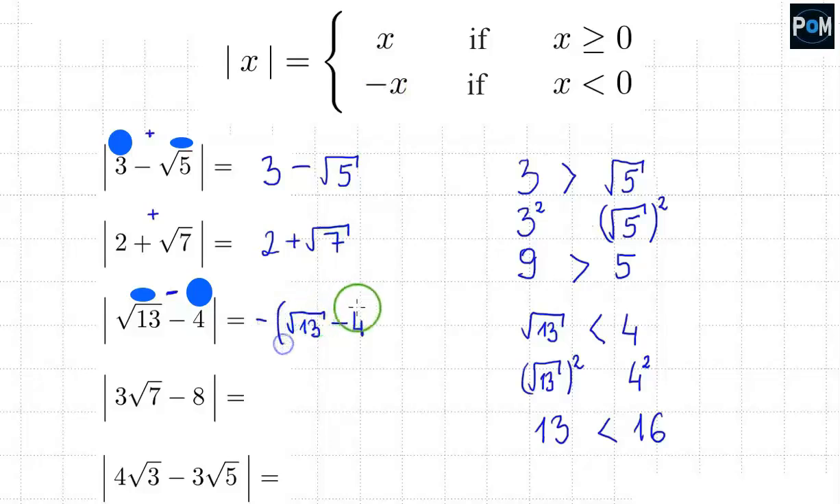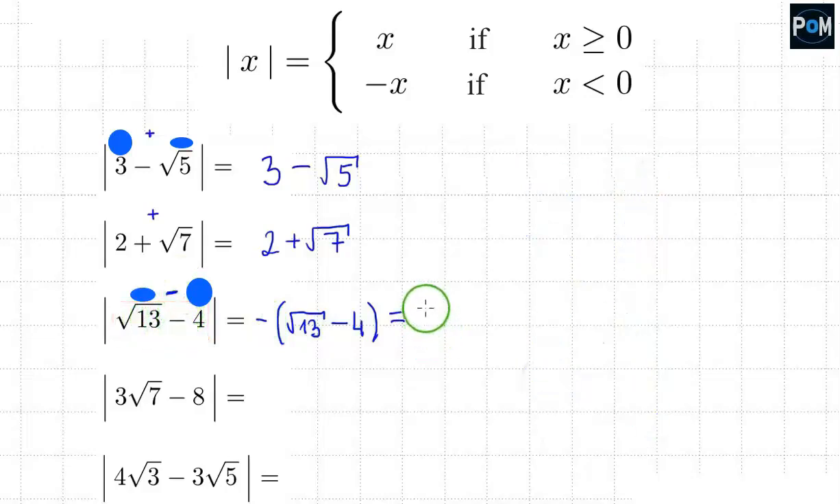And we will also need a parenthesis, that which is inside but with a minus in front, because the inside of the absolute value was negative. And now we only need to drop the parentheses. We drop the parentheses and change the signs. It will be negative square root of 13 plus 4, that's the result.